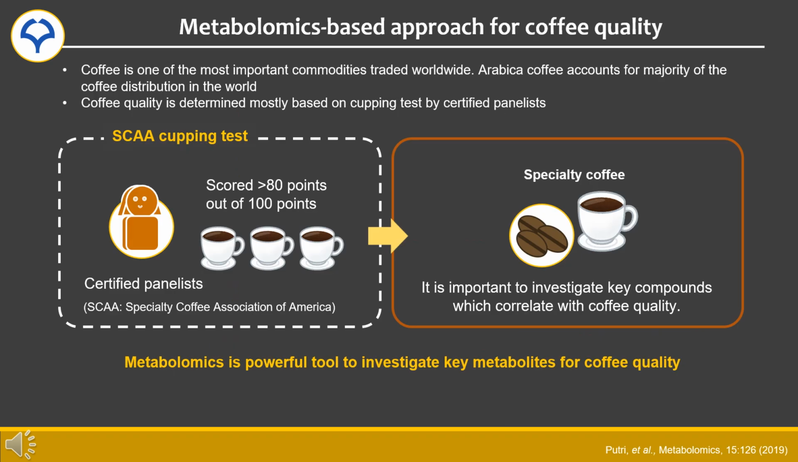One of the most interesting studies is coffee, because many people love coffee. To determine coffee quality, there are standard procedures called cupping tests that are conducted by trained and certified panelists. If the coffee is scored more than 80 out of 100, this coffee is categorized as specialty coffee. And to know what the key compounds are that correlate with coffee quality, metabolomics is a powerful tool to answer these problems.